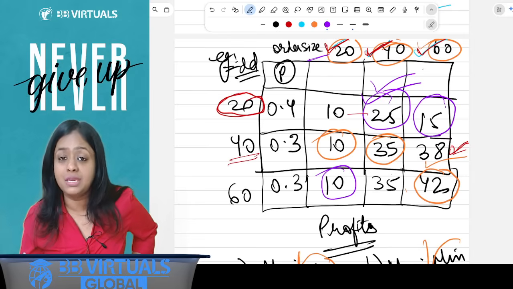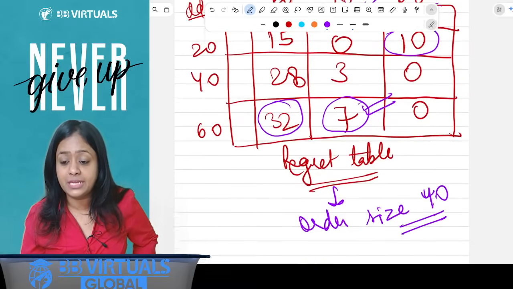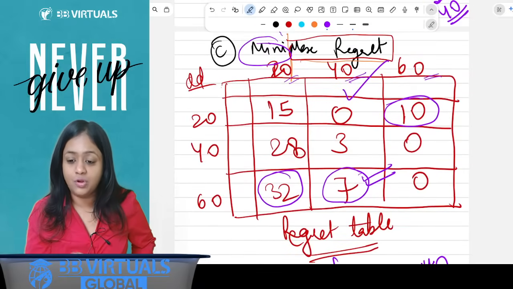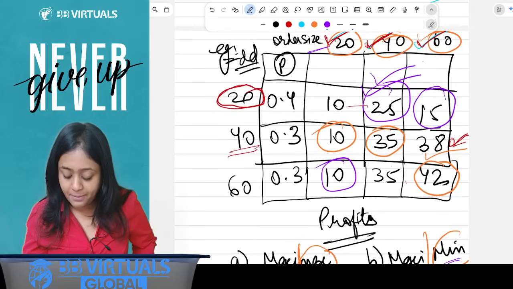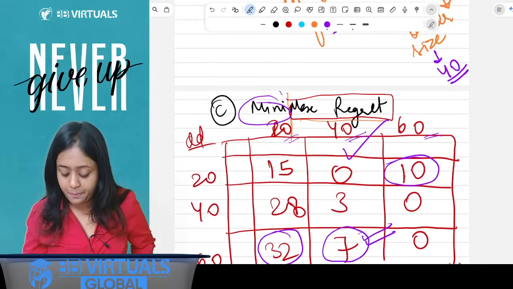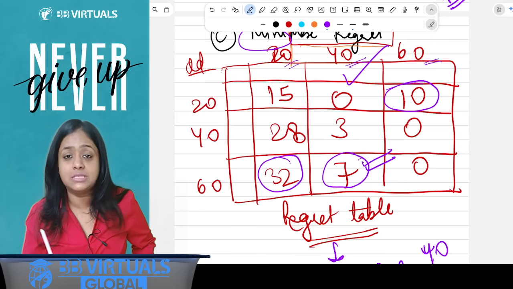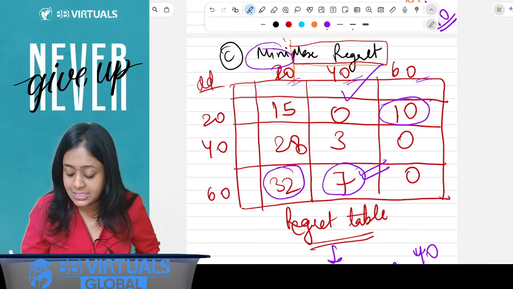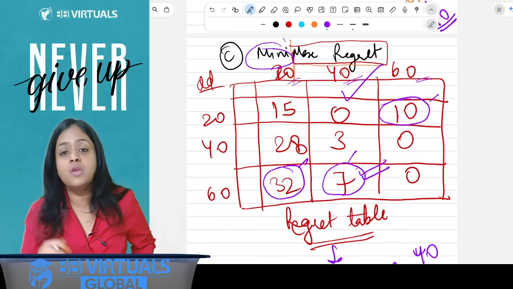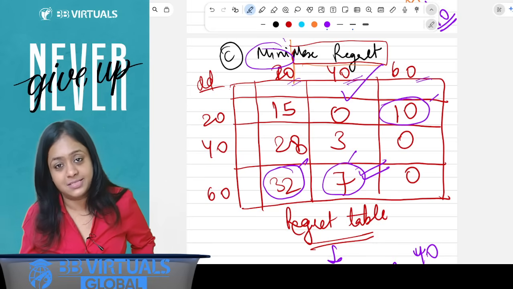Now the third one is minimax regret. So for that, always remember that you have to prepare the regret table. This is the regret table that is based on the order size. Let's say here, for example, what is the maximum return for this sales? Maximum profit is 25. So here the regret is 15 and here the regret is 10. So like this, you will prepare the regret table. Of all the regret tables, get the maximum regret. Now, obviously supply wise, maximum regret is 10 here, here 7, here 32. He would go with minimum of these maximum regrets. Minimum is 7, so he would go for 40 order size. Clear?